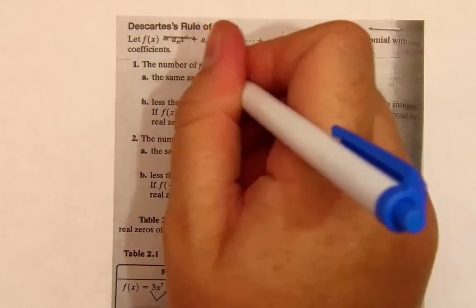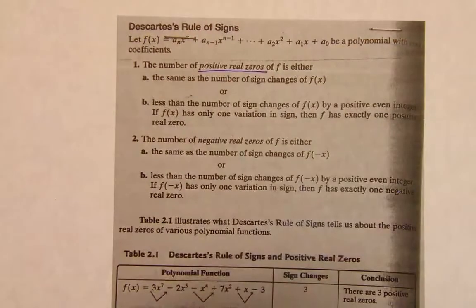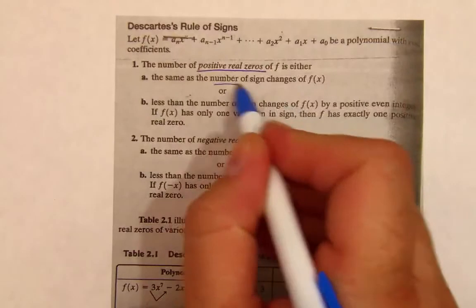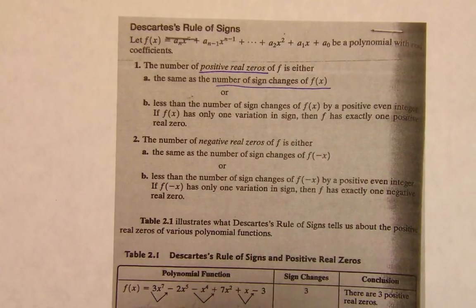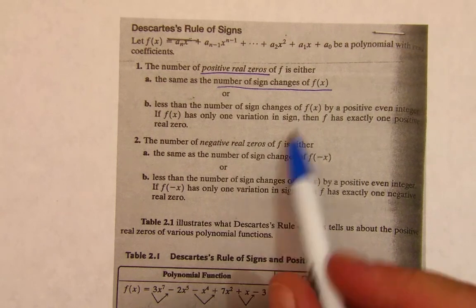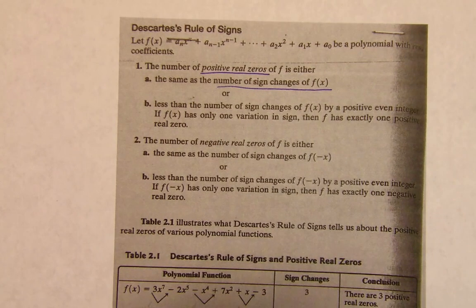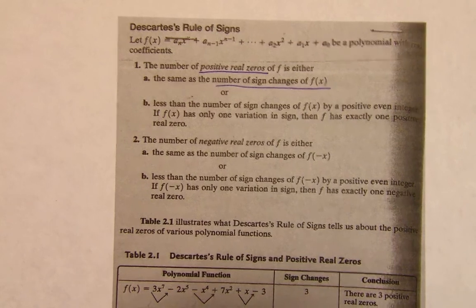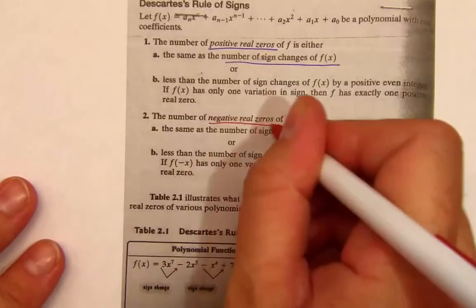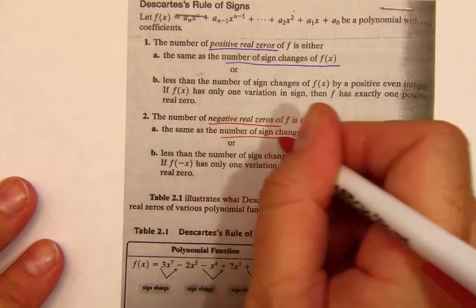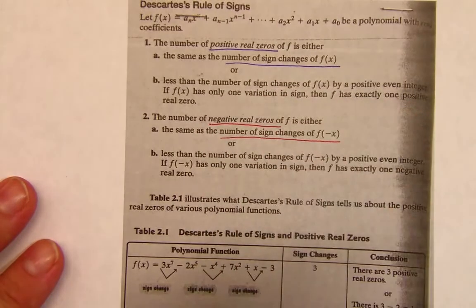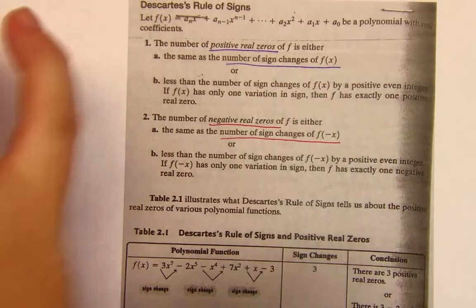So we can see that the number of positive real zeros is the same as the number of sign changes of f of x. Okay? Or it could be less than that by a multiple of 2. And I'll show you what I mean in just a second. Now the number of negative real zeros is going to be equal to the number of sign changes of f of negative x, or again, reduced by 2.